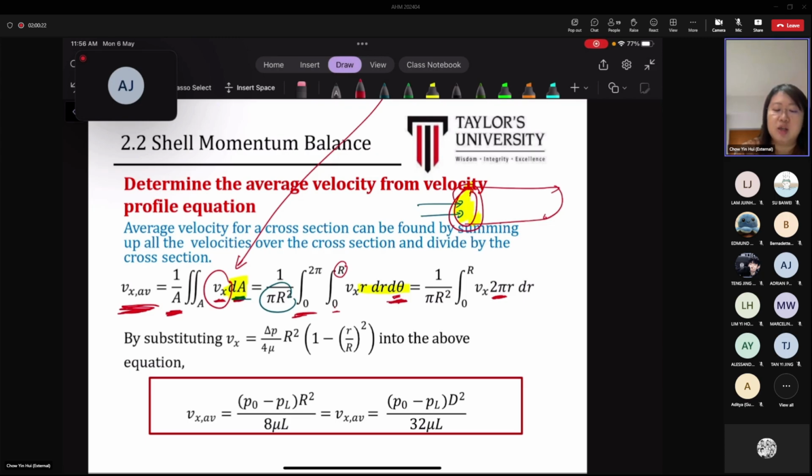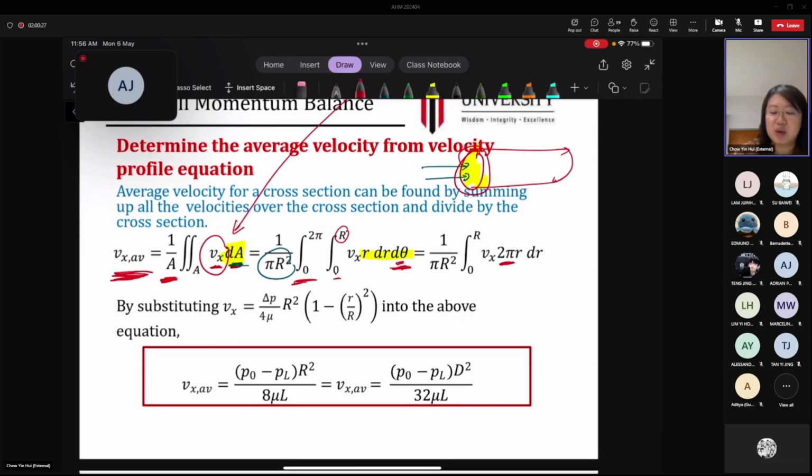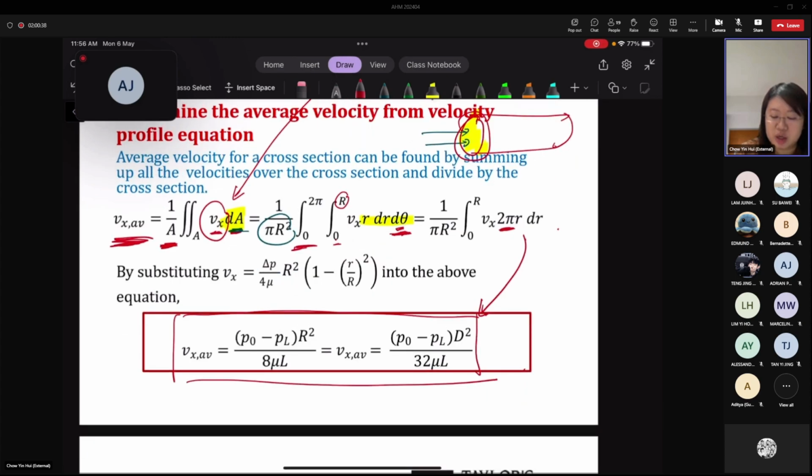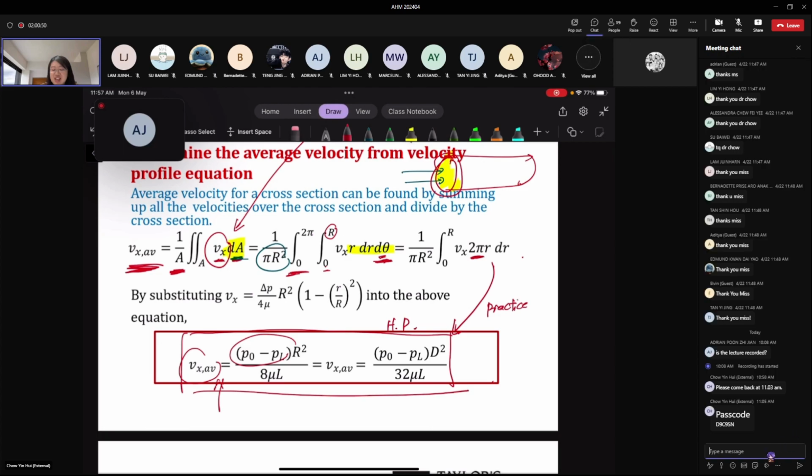We won't have time to cover this one. It would be good that you try it out, how to integrate it, which eventually you get this answer for the average velocity. This is also the Hagen-Poiseuille equation that tells the relationship between the average velocity and the pressure drop. Please practice it, and if you have time, try it out. If you have a question on how to do this, you can ask me tomorrow.